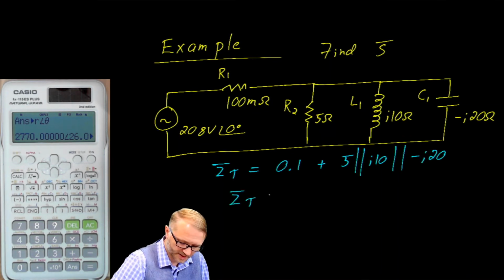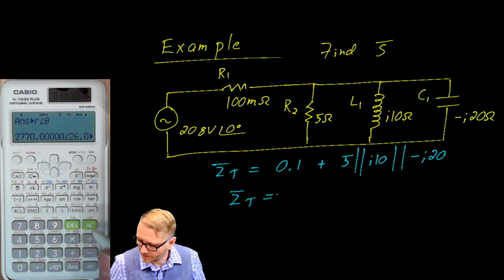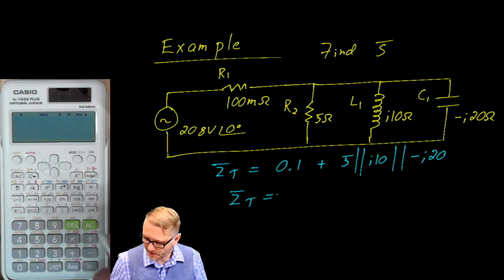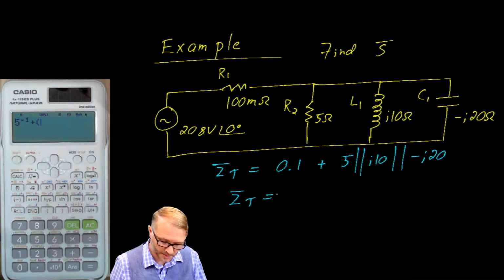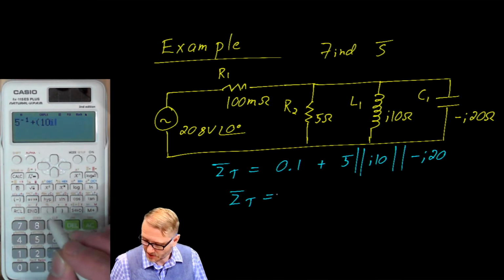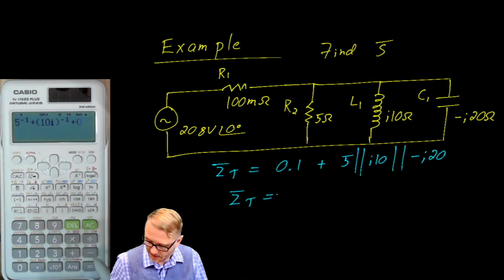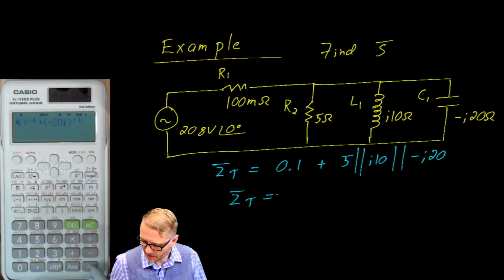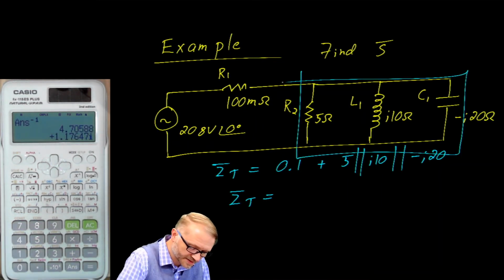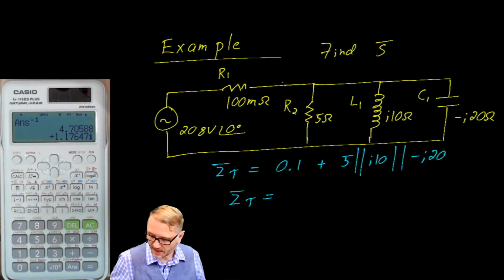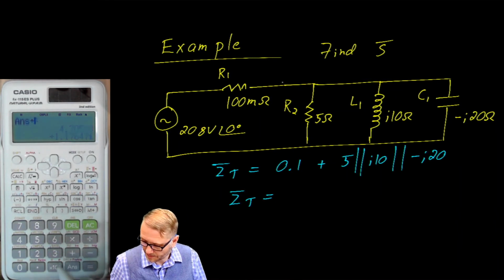So the total impedance, I think we've worked enough of these on your calculators that you guys can do these. So 5 inverse plus, use the parentheses, 10J invert plus parenthesis negative 20J, close the parenthesis, invert equals invert equals. All right, so this is the calculation for this piece. Now we need to add plus 0.1.